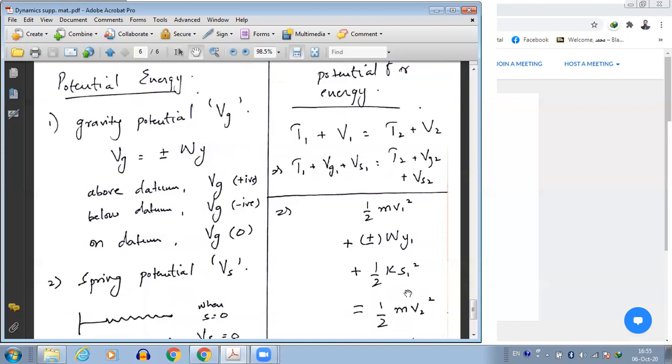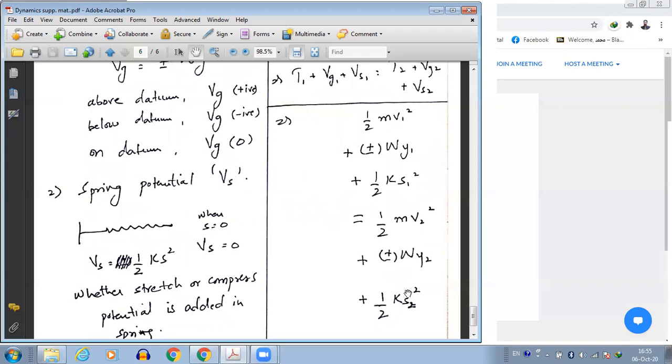Okay, so I can write it in terms of all the formulas. T1 is half mv1 squared, plus VG1 is plus or minus Wy1, plus VS1 is half ks1 squared, equals T2, which is half mv2 squared, plus VG2 is plus or minus Wy2, plus VS2 is half ks2 squared.